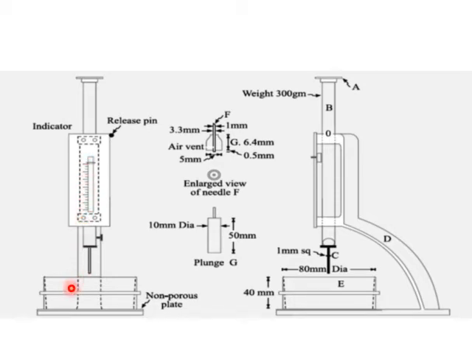Let me start from the bottom. At the bottom you have a non-porous plate, a glass plate, which will be kept here. Above the glass plate, a Vicat mold will be given to you. That mold is kept here, and this mold is of height 40 mm and top width 80 mm. This is the Vicat mold.